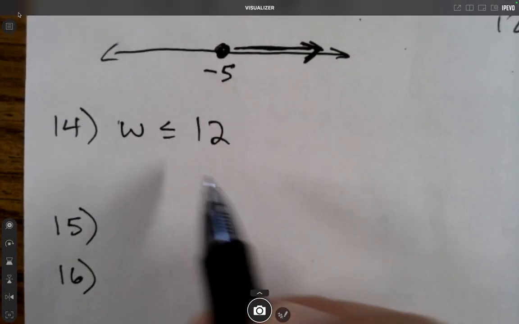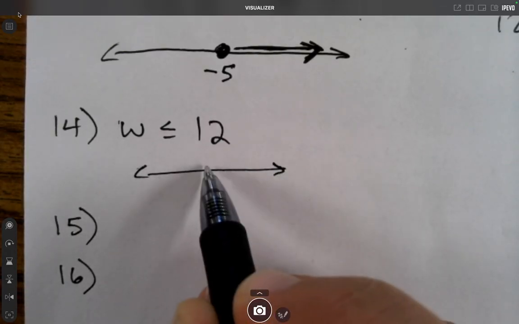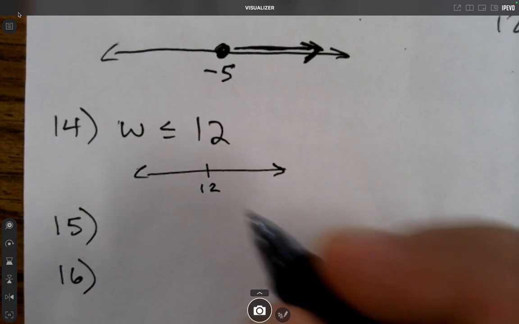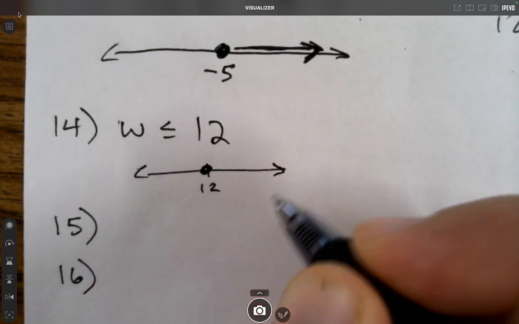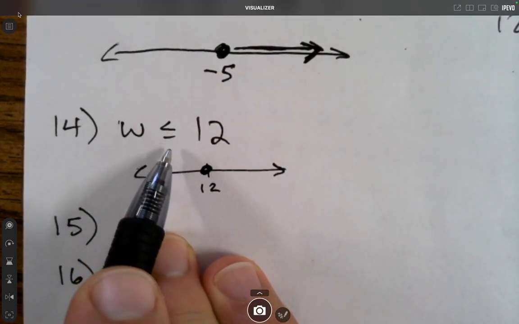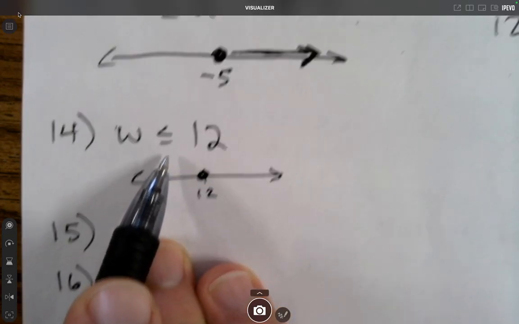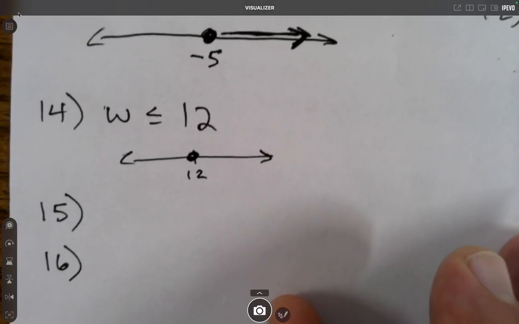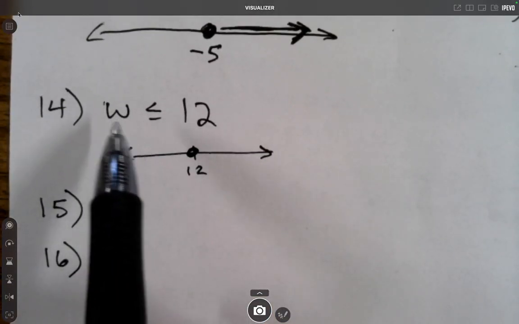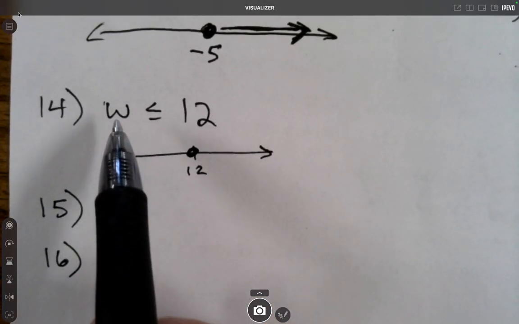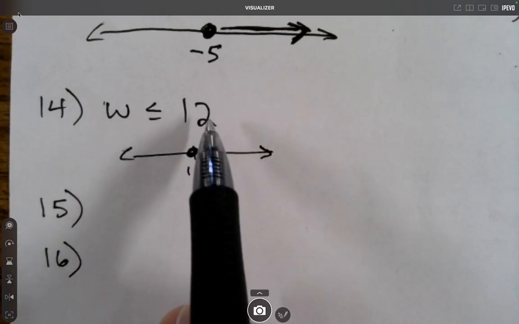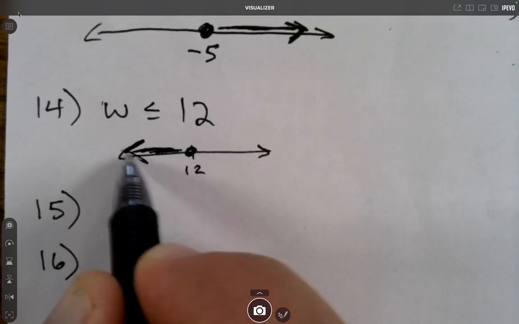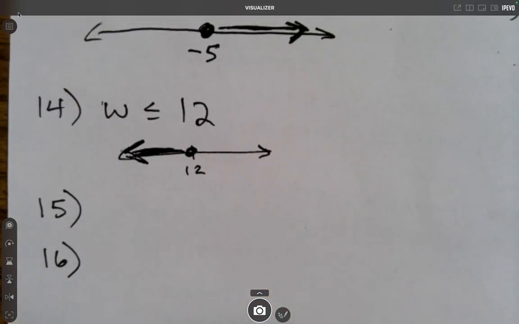14 is written more in the form we're used to. And since it has an or equals to, we also put a closed circle. If there was no line saying or equals to, we'd do an open circle. But both of these had or equals to, so we did a closed circle. Now this one's written the way we're used to, where the variable's on the left. So it says W is less than or equal to 12. So less than means we shade to the left, because that's where numbers lower than 12 are located.